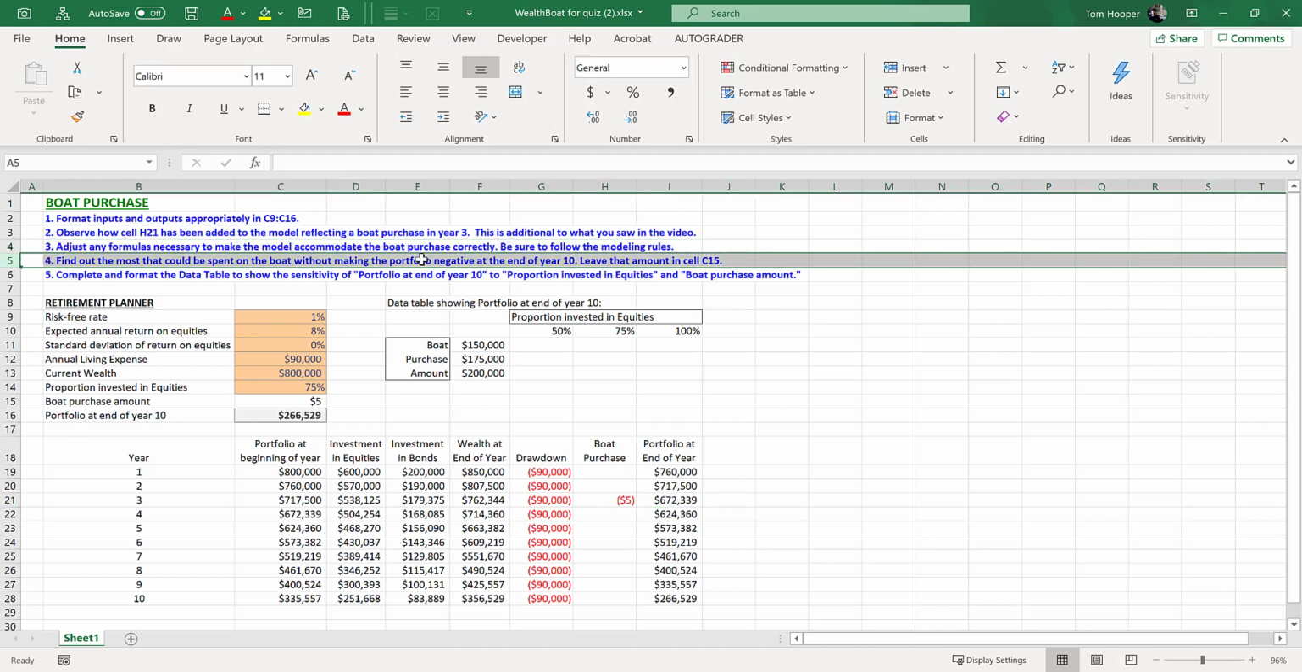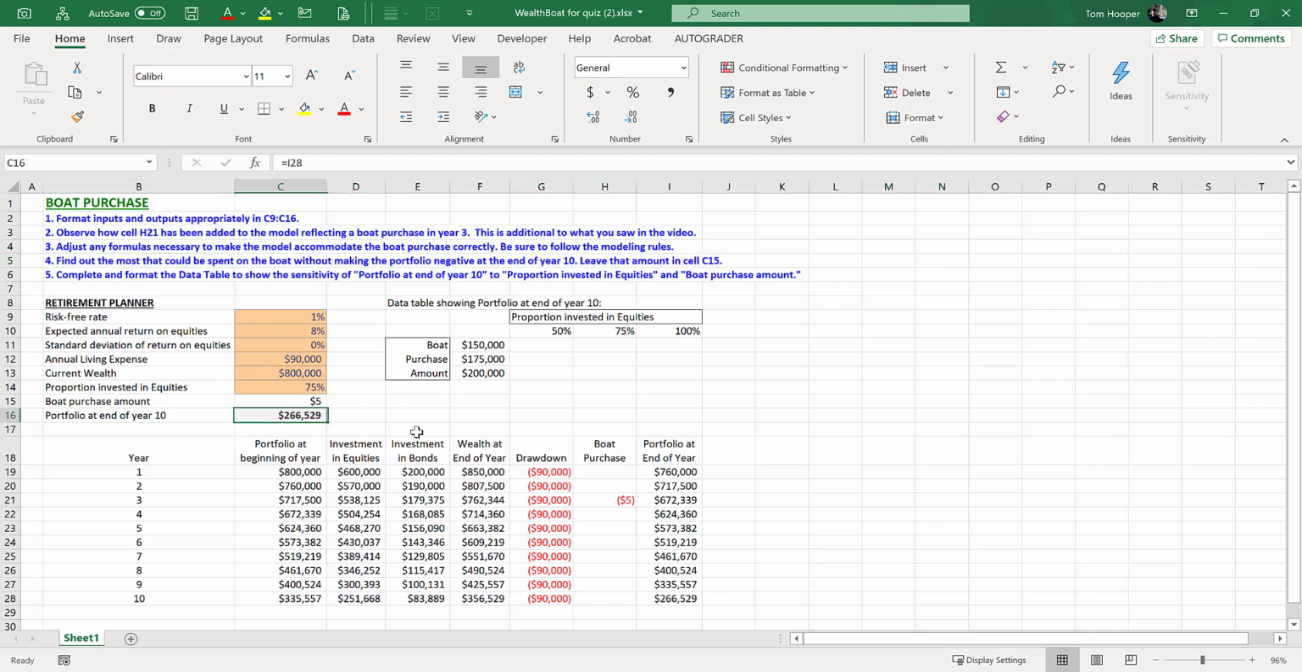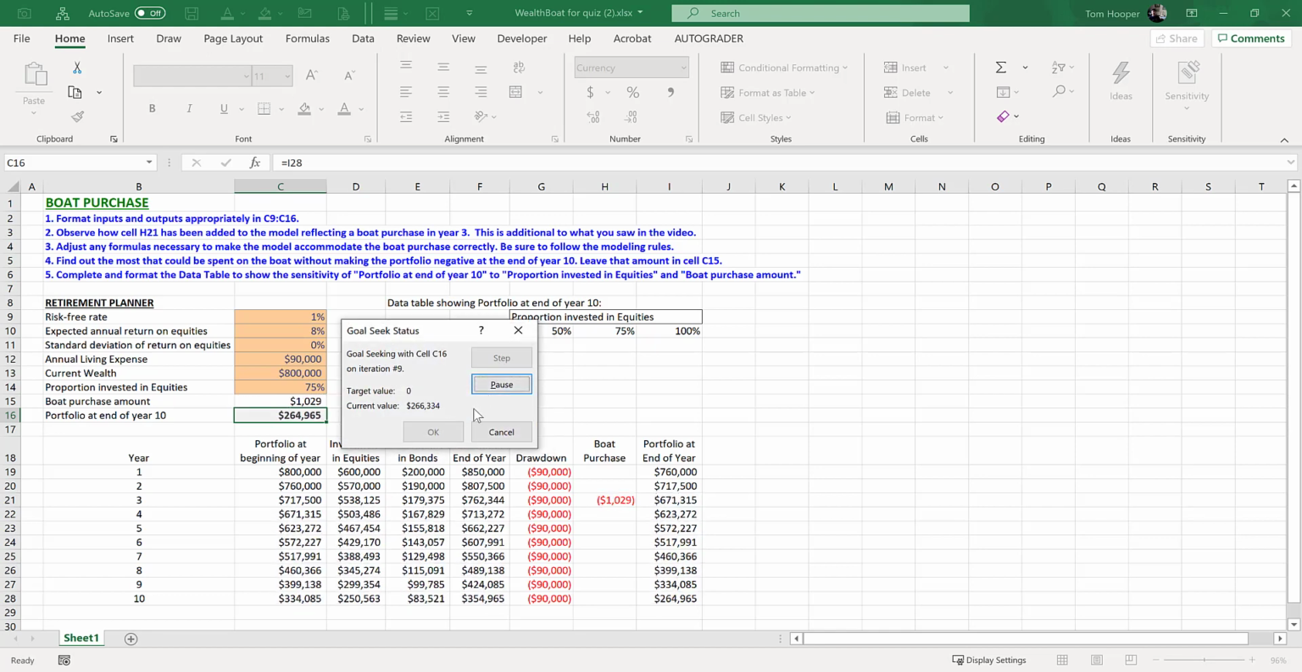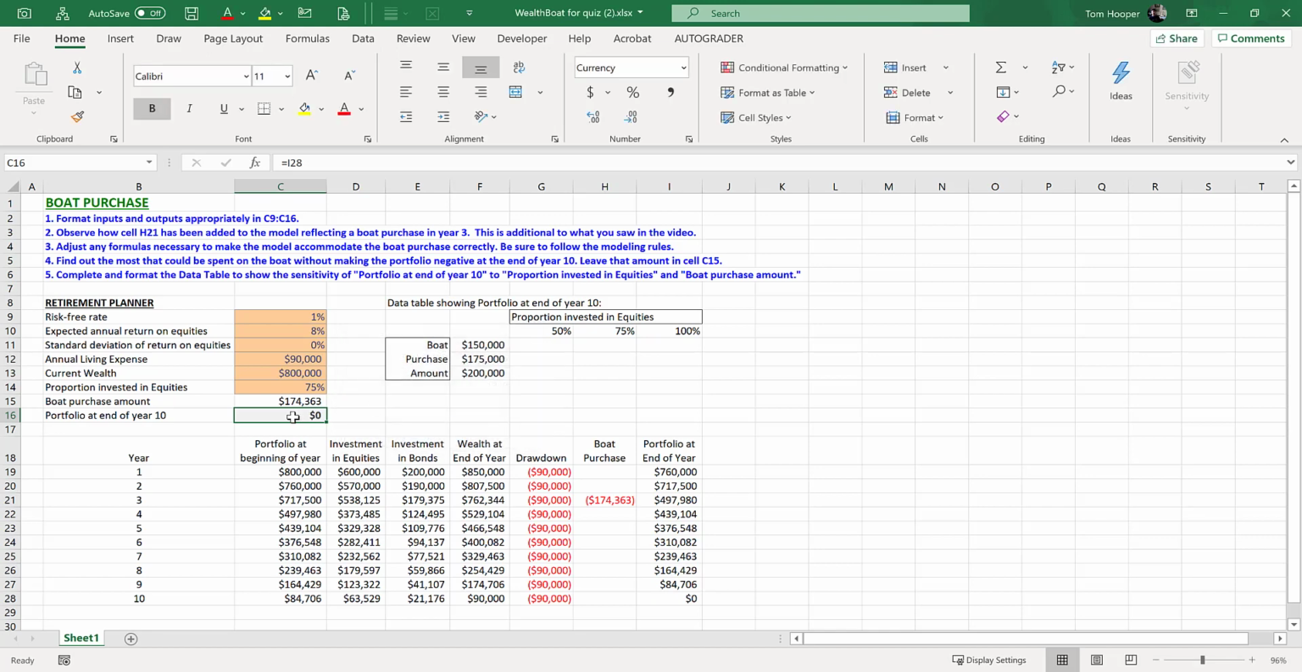Find the most that could be spent on the boat without making the portfolio negative. Almost everyone came in here and said set this to 0 by changing the boat price. If I set it to anything above 0, then I underestimated what I could spend on a boat because I would still have money left over at the end of the year. If I set it to anything below 0, then I would have spent too much on the boat and it would have been negative. So you had to set it to 0.